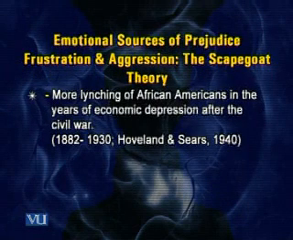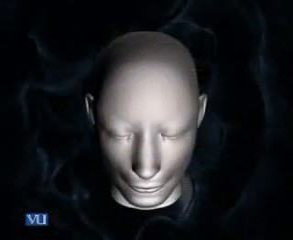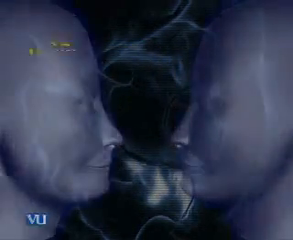And there is some evidence that there was more lynching of African Americans in the years of economic depression after the Civil War in America, and that period was between 1882 to 1930. And that study was conducted by Hovland and Sears in 1940. So they actually showed when there was economic depression after the Civil War in America, तो उस वक़्त क्या हुआ, the cotton price became very low, and as a result there was economic depression, and as a consequence of that economic depression there were more killings of black people by white people. So it means they found black people as a very easy and convenient scapegoat. They turned their hostility toward them.